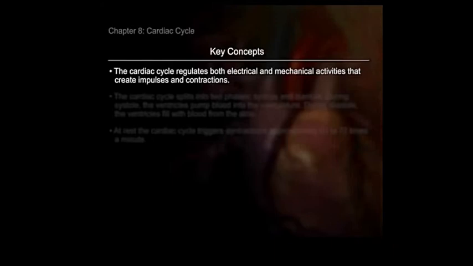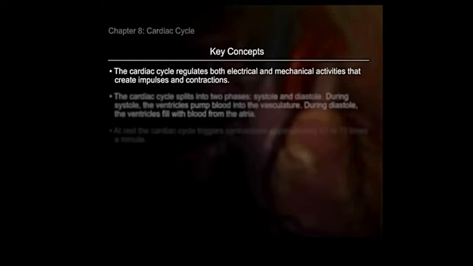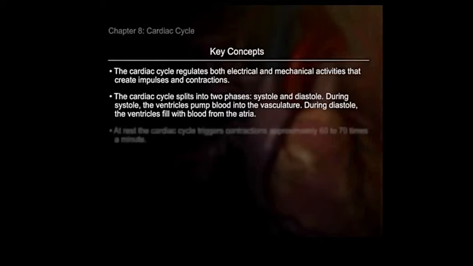Key concepts in this section. The cardiac cycle regulates both electrical and mechanical activities that create impulses and contractions. The cardiac cycle splits into 2 phases, systole and diastole. During systole, the ventricles pump blood into the vasculature. During diastole, the ventricles fill with blood from the atria. At rest, the cardiac cycle triggers contractions approximately 60 to 70 times a minute.